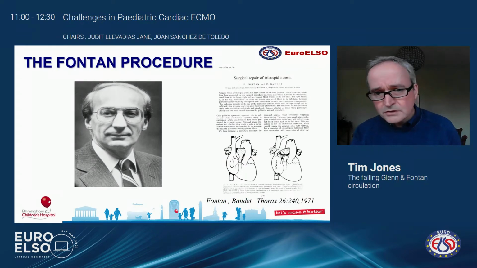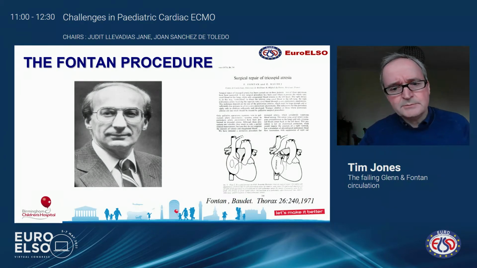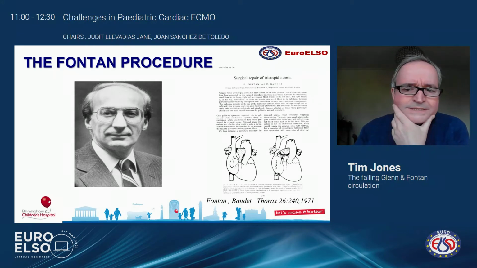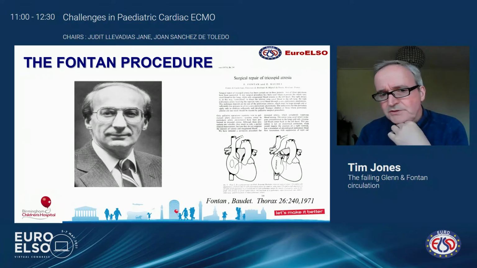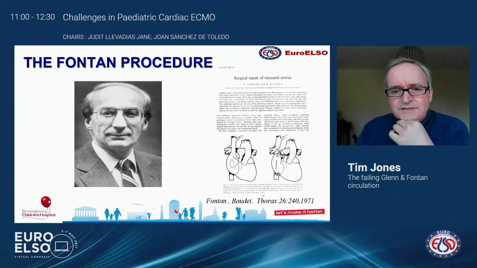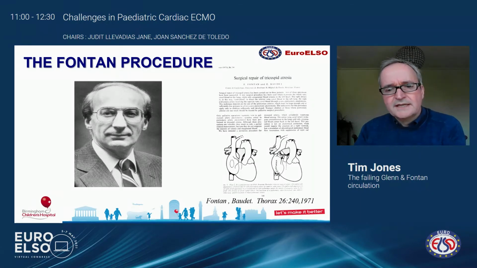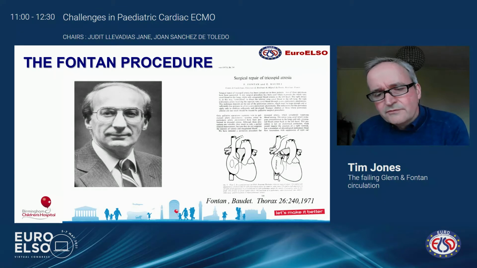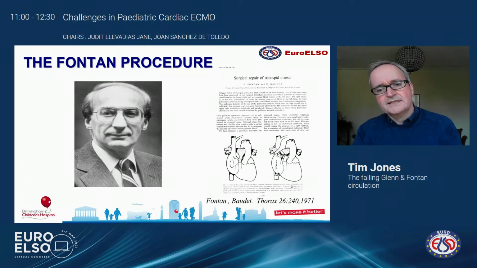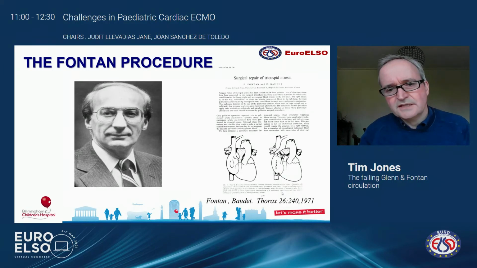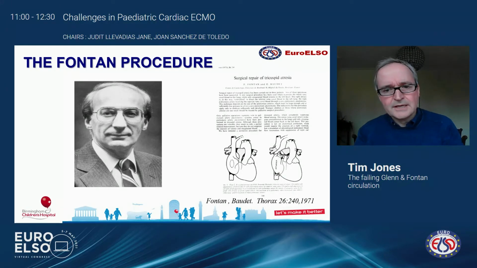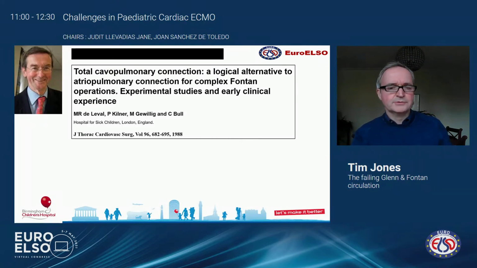The Fontan operation: here we see Monsieur Fontan, the operation 1971 for the management of tricuspid atresia. You can see what he's done is the Glenn operation with the SVC end to end to the right pulmonary artery. And then he's done what's called an AP Fontan. He's joined the atria into the pulmonary arteries, closing off the ASD, and of course tricuspid atresia. This is then just direct flow into the left lung. So that was the initial Fontan operation.